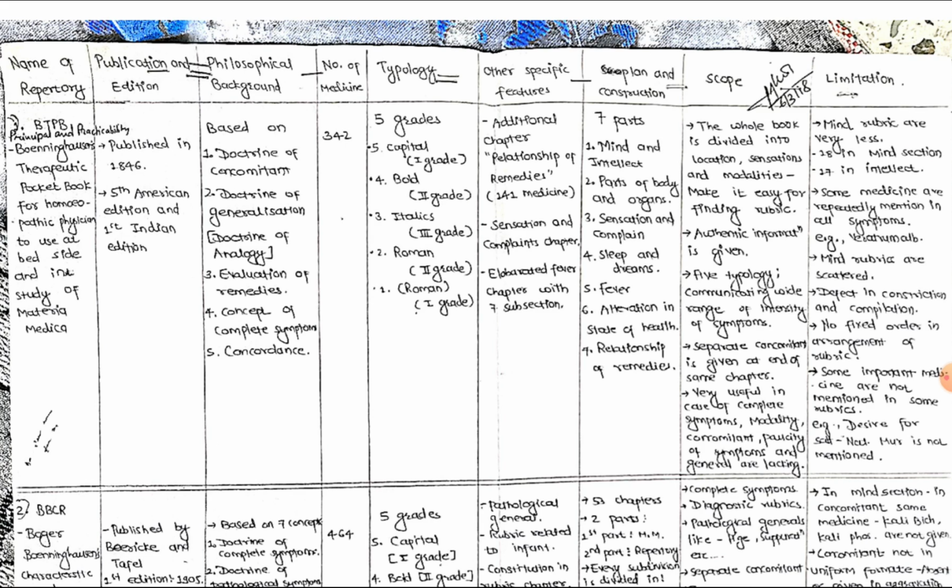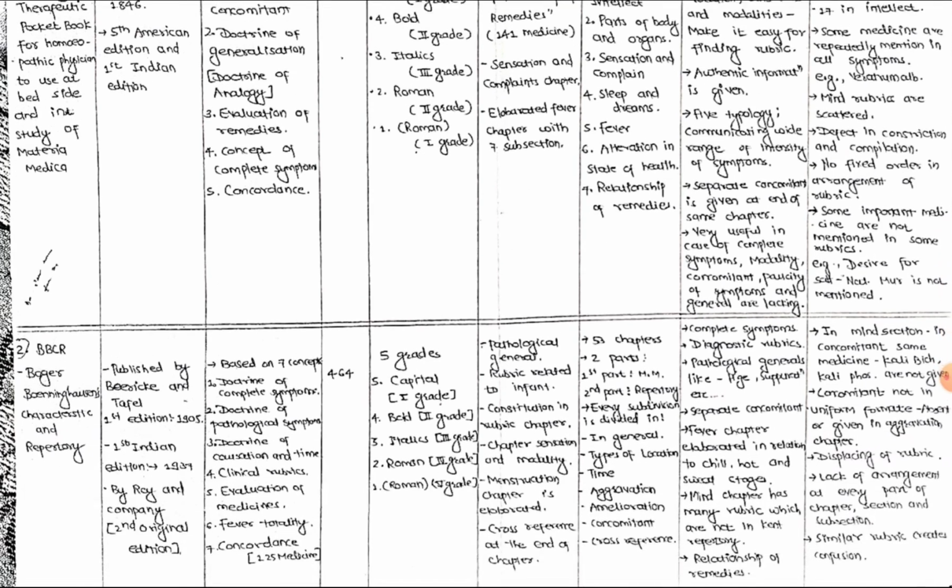Now the limitations. Mind rubrics are very less, 18 in mind and 17 in intellect. Some medicines are repeatedly mentioned in all symptoms, example, Veratrum. Mind rubrics are scattered. Defect in construction and compilation. No fixed order and arrangement of rubric. Some important medicines are not mentioned in some rubrics, example, desire for salt, where Natrum mur is not mentioned. So with this we have covered the TPB in short.